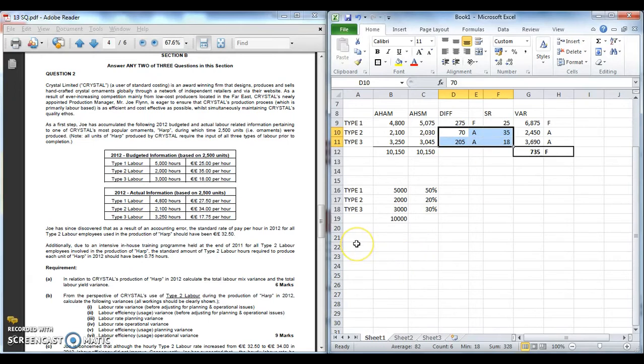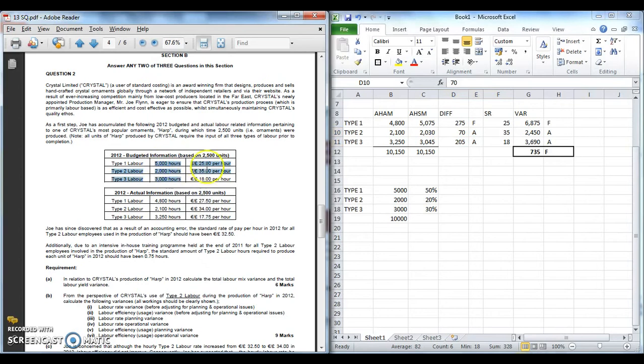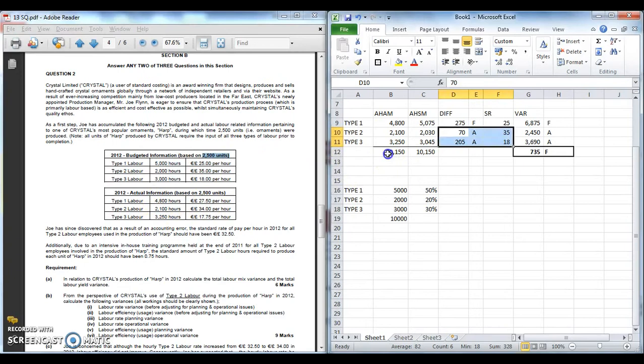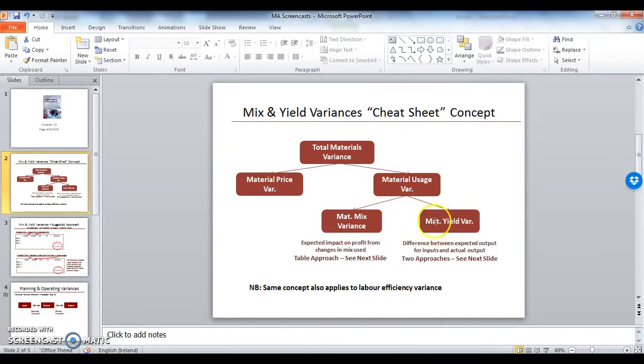But now the more important point, and the separate issue as well, is, well, how efficient were you at turning the number of units? So you expected before that 10,000 hours would get you 2,500 units, but now we know we had to do 10,150 hours for the same number of units. So it suggests we're less efficient than we would have budgeted for. So let's now do the labour yield variance.